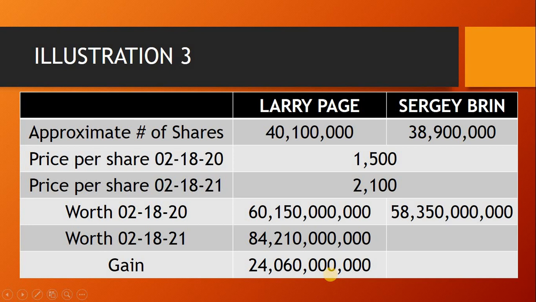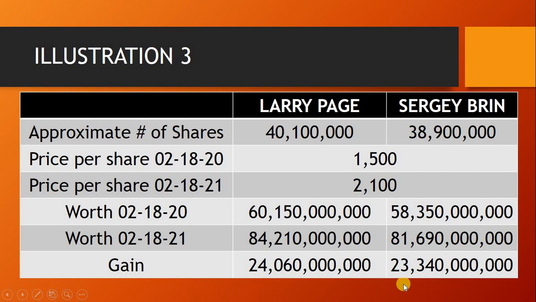And for Sergey Brin, we have the worth of his shares at the price of $2,100. This would be 81 billion 690 million US dollars. The difference is 23 billion 340 million dollars.